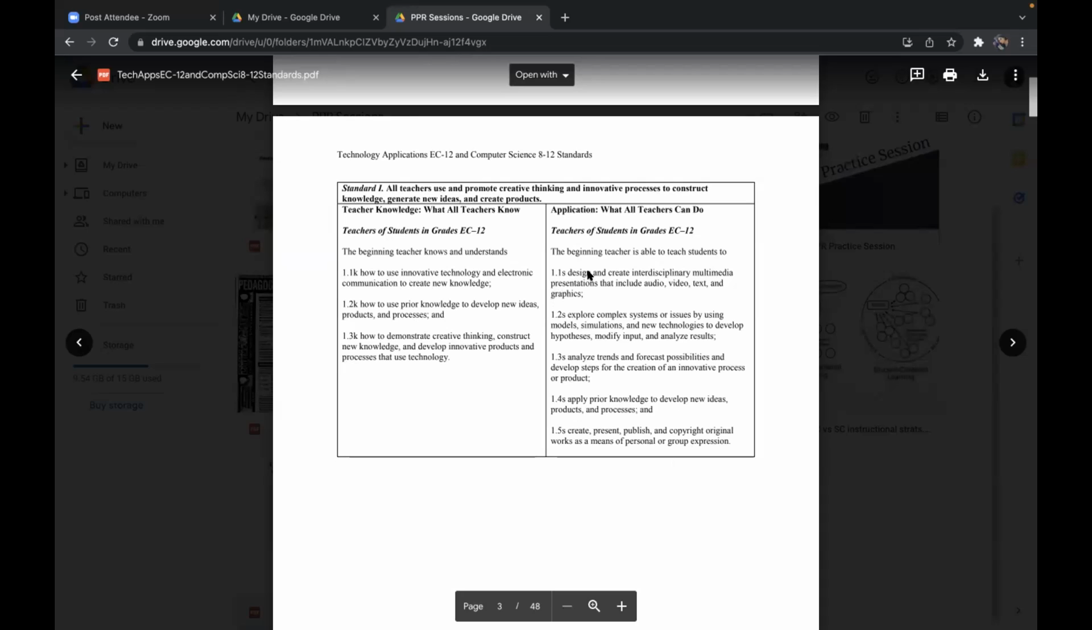You need to be able to design and create interdisciplinary media presentations that include audio, video, text, and graphics. Interdisciplinary media means across different disciplines. Like, if I'm doing a lesson over the Holocaust, I might create a PowerPoint, and it would have history in it. It might have some English in it. It might even have some math when I talk about the numbers of people that perished, like statistics. So it would be interdisciplinary over multiple disciplines.